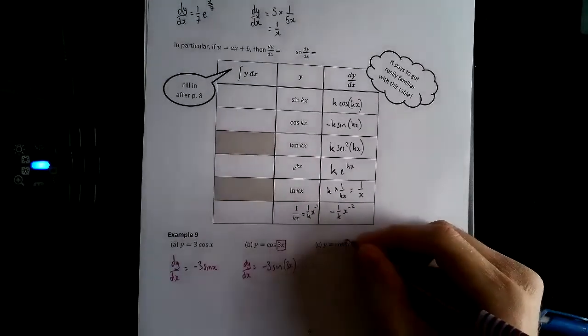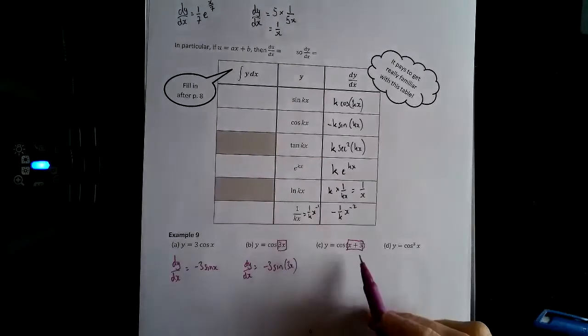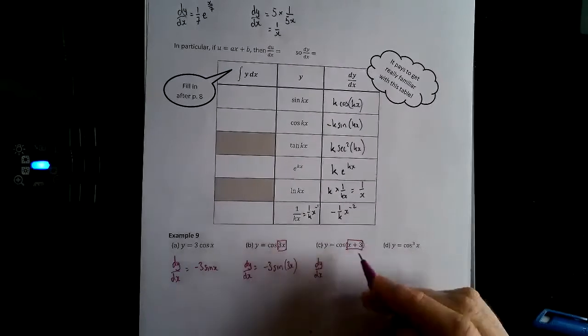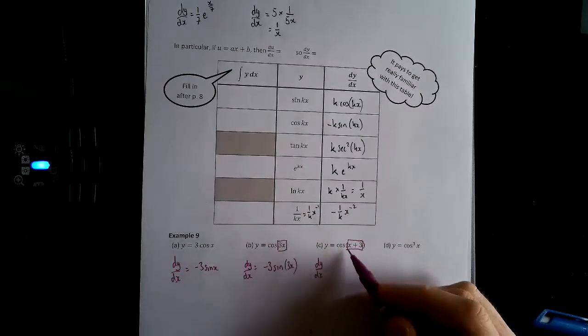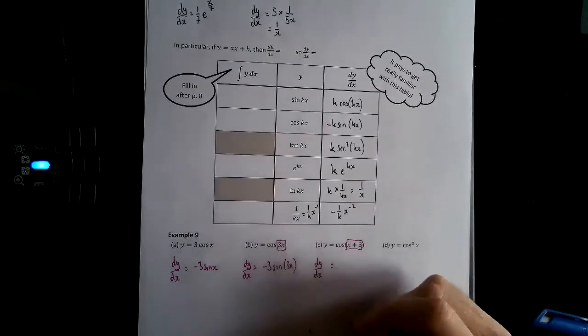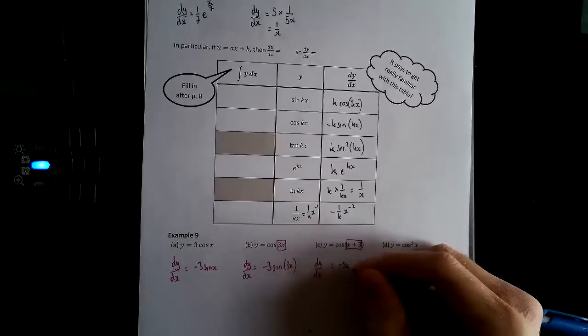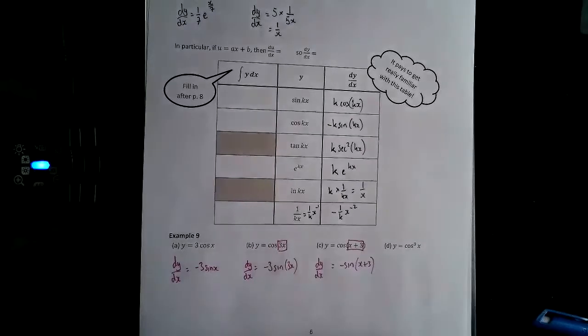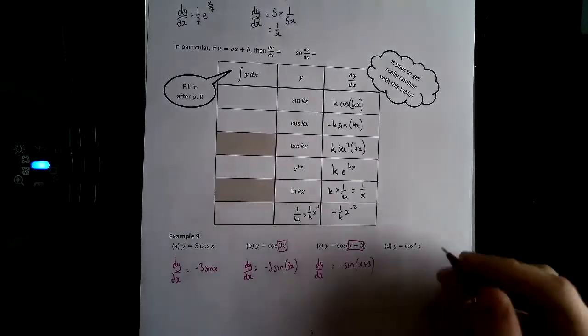For this one again, we have a u. So I differentiate my u and I just get 1, because x differentiates to 1. Differentiate cos, I get minus sine. And then the angle stays the same.